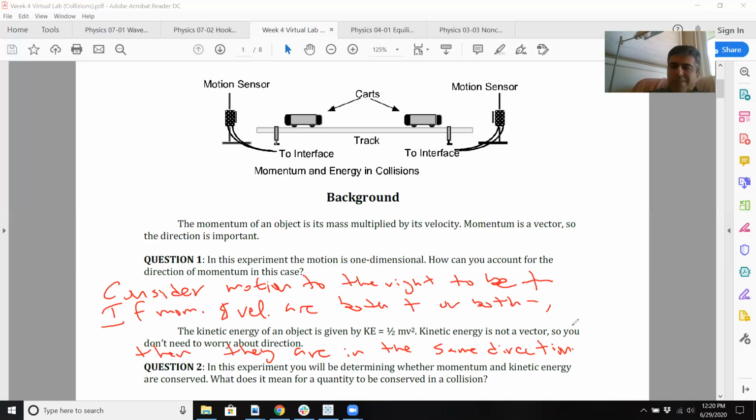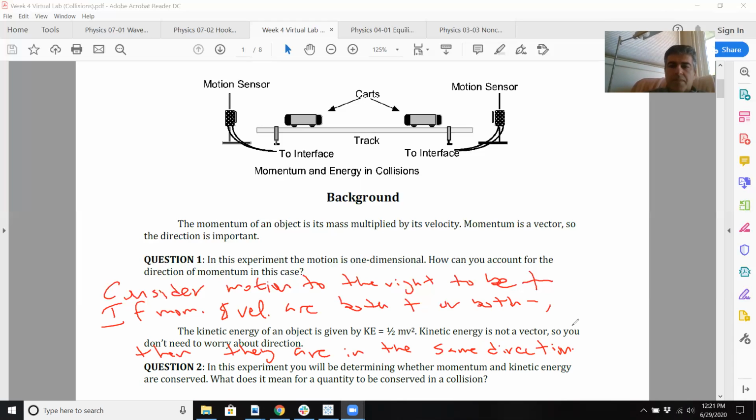And usually the rule of thumb is anything going to the right, consider it to be positive, anything to the left, consider it to be negative. So if you do that, then you have the direction of the velocity defined, and the momentum follows the same thing. So at least you have consistency. And I'm guessing that's what they're looking for in that question, not 100% sure. There's a lot of background stuff, right? So any questions so far? Nope. Cool.